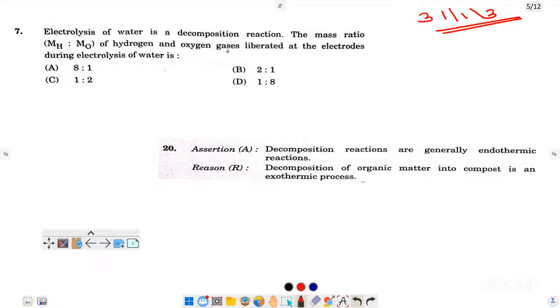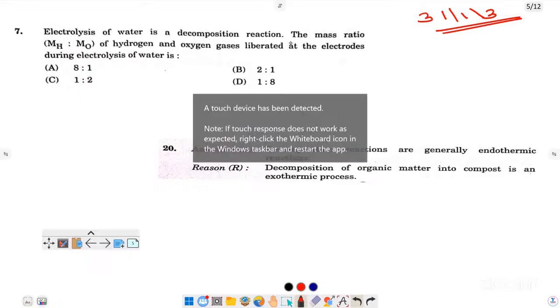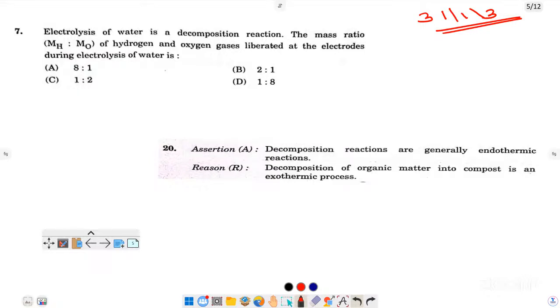The electrolysis of water is a decomposition reaction. The mass ratio of hydrogen to oxygen: H2O is the water, so 2:16. You can simplify, you will get 1:8. Okay, next.